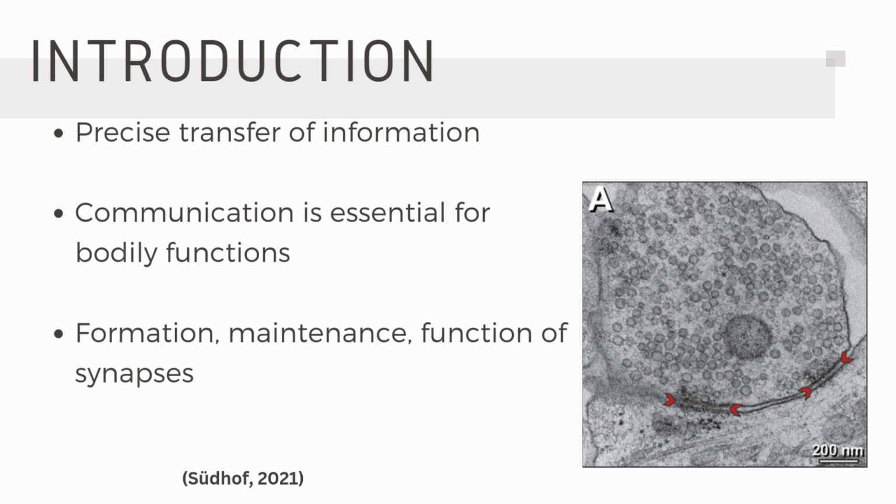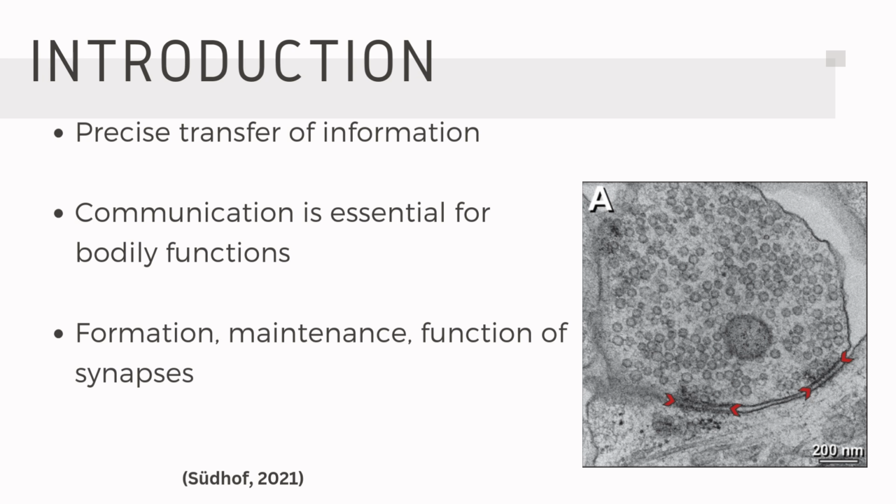Südhof emphasizes that neural communication is not just a simple transfer of information, it relies on highly organized molecular processes. Specifically, the formation and function of synapses, which are tightly regulated by specialized proteins like neurexins and neuroligins. These molecules guide the correct alignment of neurons, ensuring accurate signal transmission. Without this precise organization, neurons would not be able to communicate effectively, leading to disruptions in brain function.